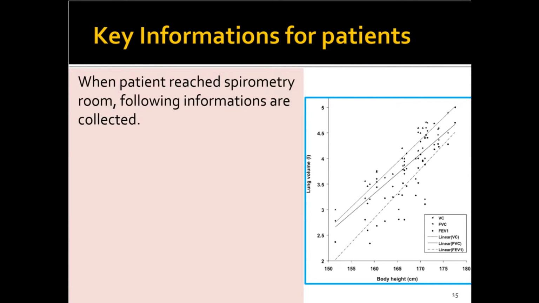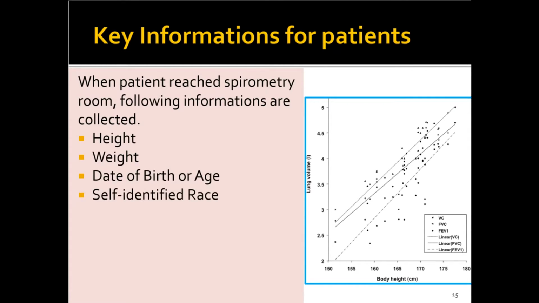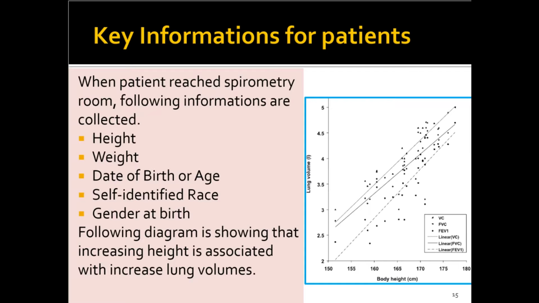Key informations for patients. When the patient reaches the spirometry room, the following informations are collected: height, weight, date of birth or age, self-identified race, gender at birth. The following diagram shows that increasing height is associated with increased lung volumes.